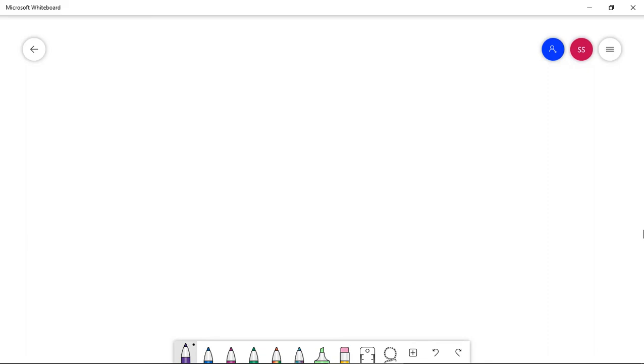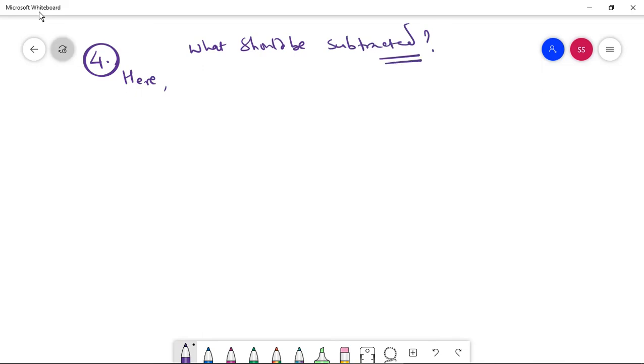Now number 4. Here, what should be subtracted from the following expression to make a perfect square? Suppose in A, z4 plus z4 is given. You have to write in your copy. What should be subtracted? If we subtract z4, then only z4 remains, and this is the perfect square.